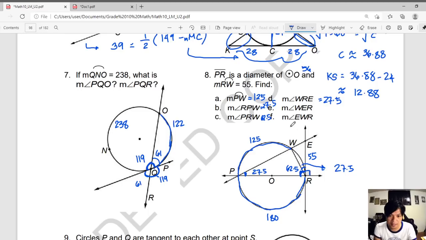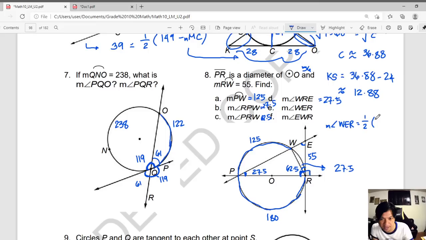Saan ang WER natin? Ito. WER ito. What is this? Is the angle formed. Actually, this is one secant and one tangent line meeting at the exterior point of the circle. So, ibig sabihin, pwede natin i-apply yung theorem about dito. So, the measure of angle WER is equal to 1 half the positive difference of the two intercepted arcs.